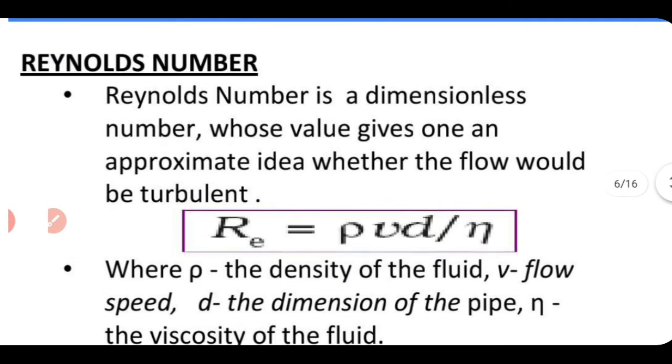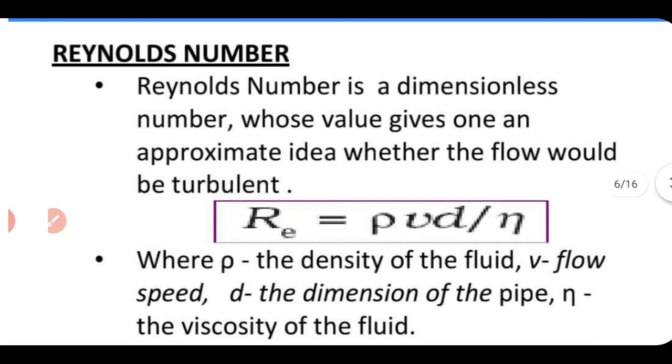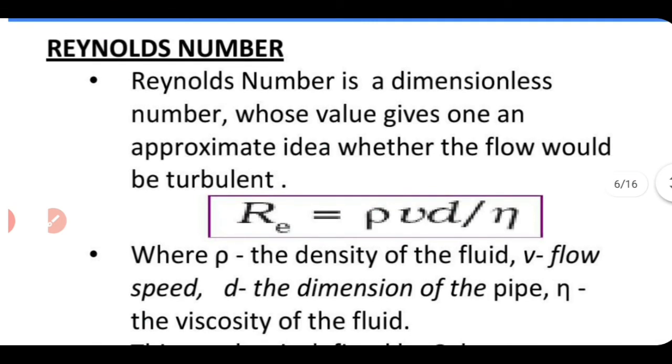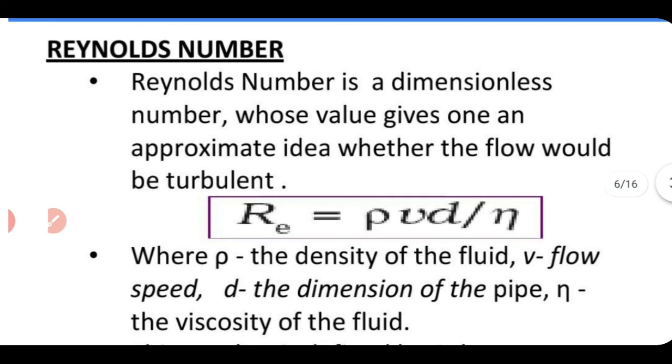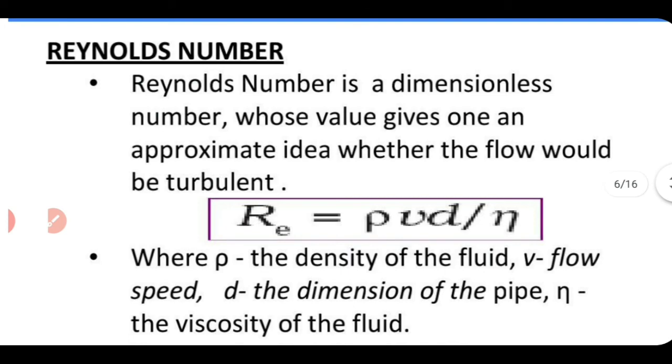Now we have a physical quantity called Reynolds number, which is used to decide whether a liquid flow is laminar or turbulent. It is a dimensionless number, it has no dimension, and it is given by Re equal to rho V d by eta, where rho is the density of the fluid, V is the flow speed, that means the speed with which the liquid is flowing, and D is the dimension of the pipe, meaning the diameter of the pipe through which the liquid is flowing, and eta is the coefficient of viscosity of the liquid flowing through the pipe. So we have the Reynolds number Re equal to rho V d by eta.